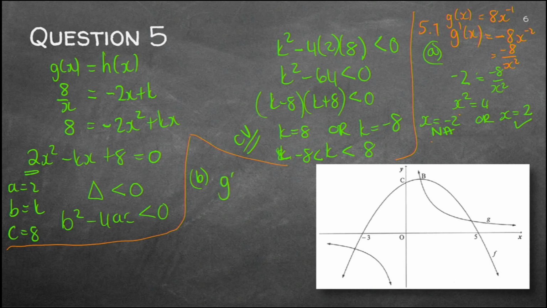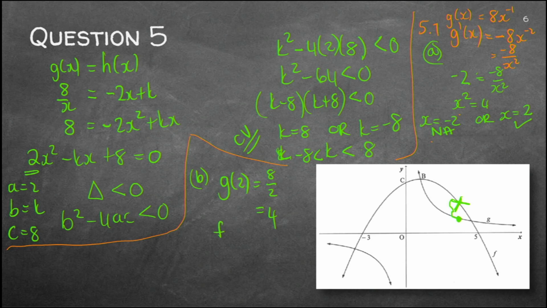So I'll simply say g at the point of 2 is simply 8 over 2, which is 4. But now I need to figure out, for example, it should be here more or less. How many units do I need to move this parabola down to get to this coordinate? So I'm going to get the y value of the parabola as well.